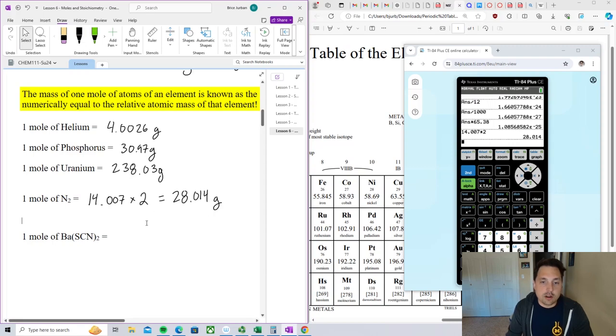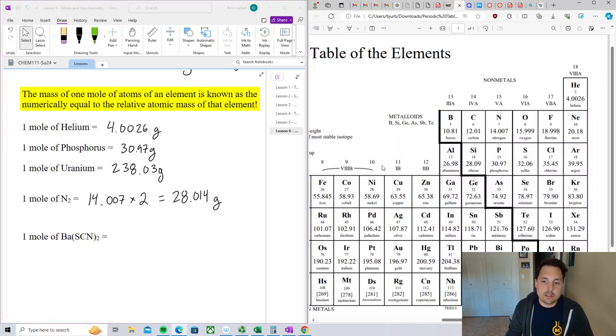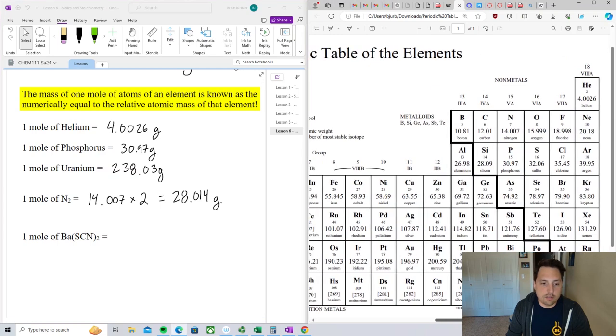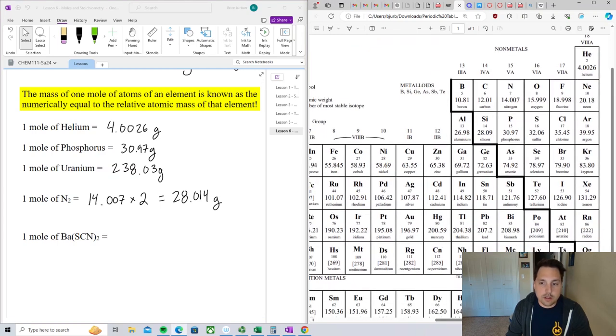And we can do that for a compound as well. So if I have barium, and then this is referred to as thiocyanate. If I have 1 mole of barium thiocyanate, I can add together the average atomic masses of each of these different elements in their appropriate amounts, and then I can find how many grams per mole that is.